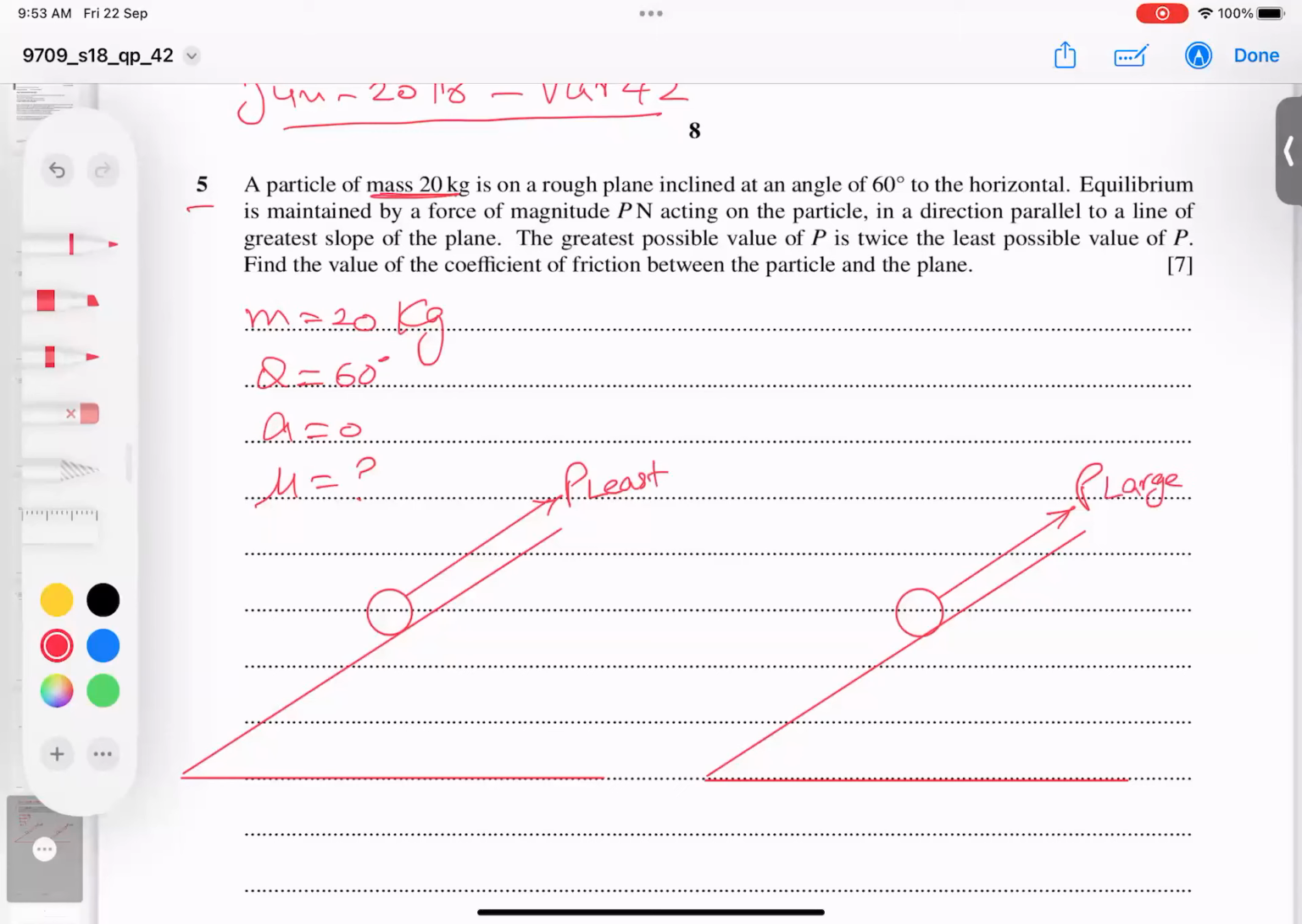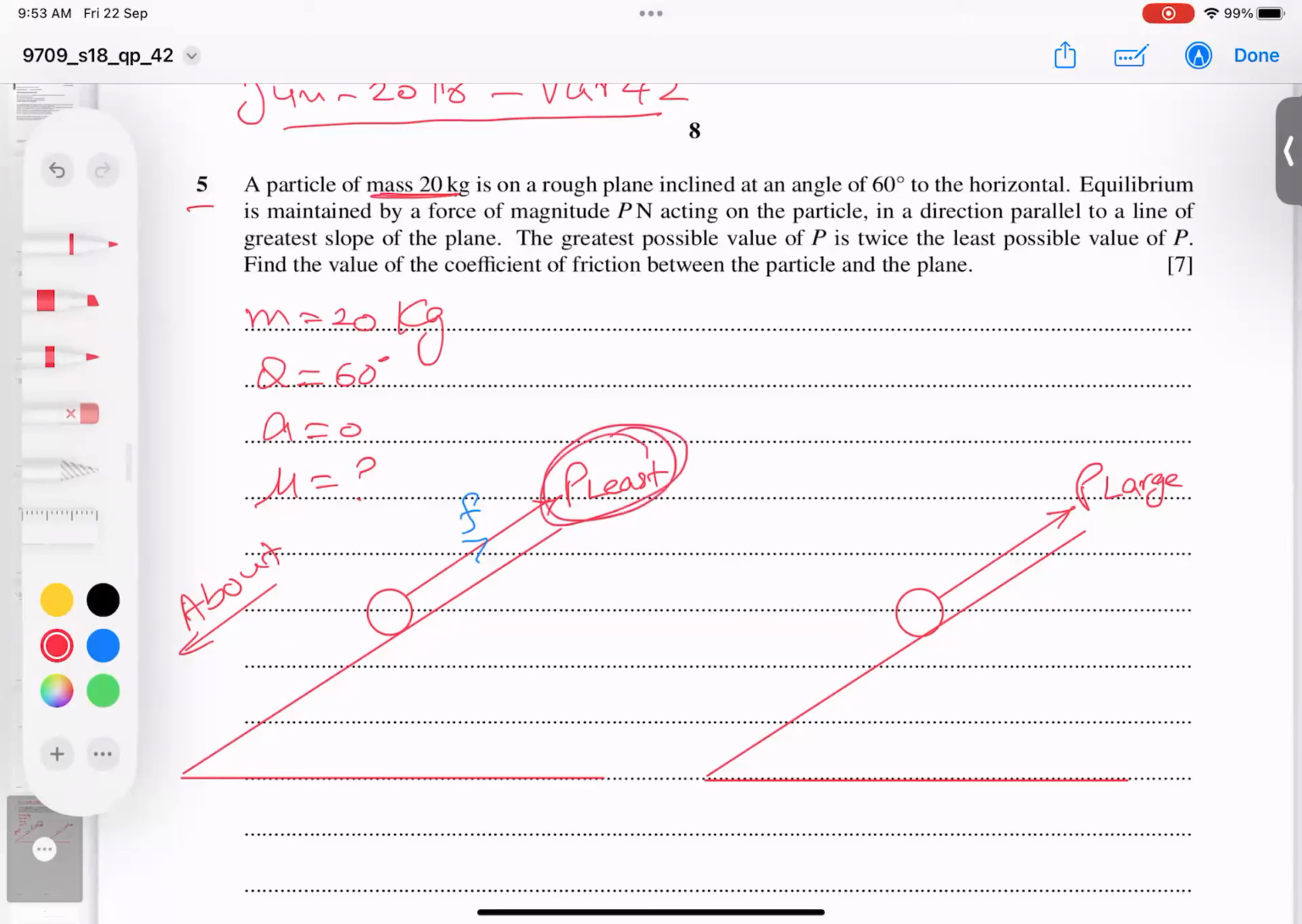Common sense: when the force on the particle is very small, the system is about to move downwards. When it is about to move downwards, where is friction? Naturally, friction will be upwards because it is against the motion. Motion or about to move, same thing.